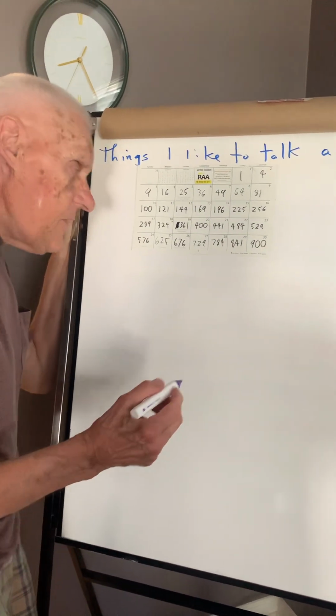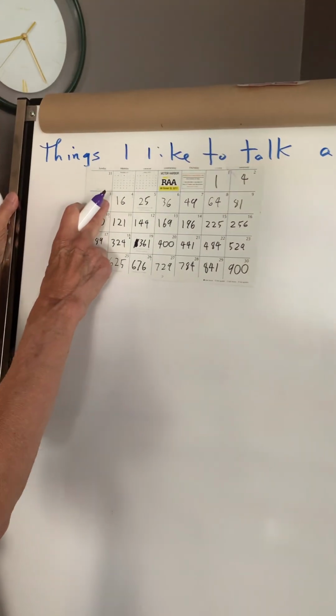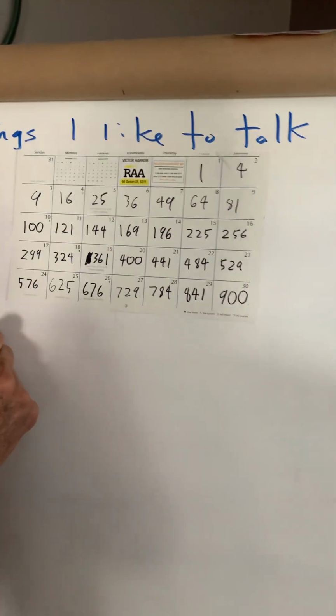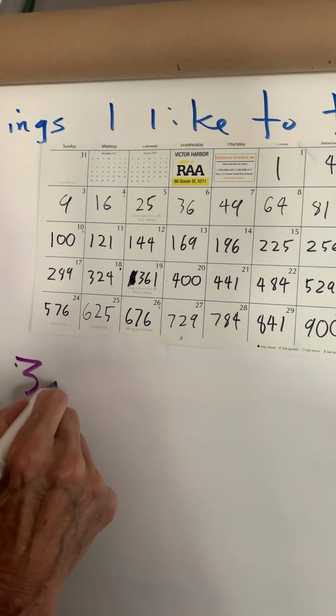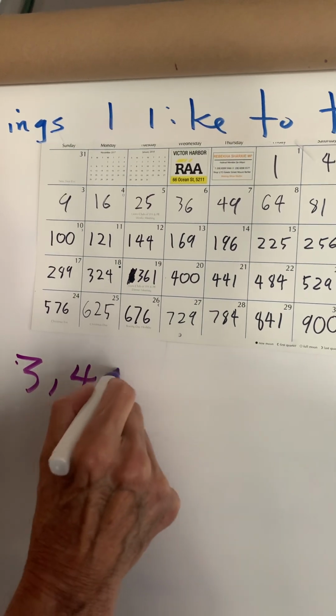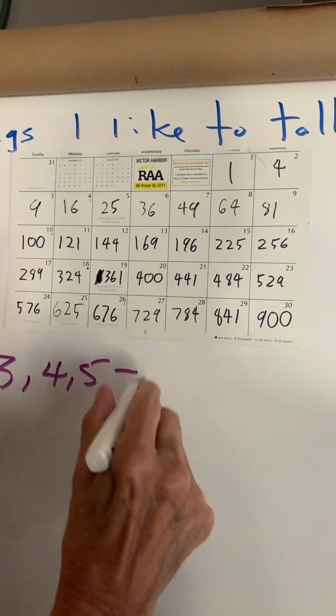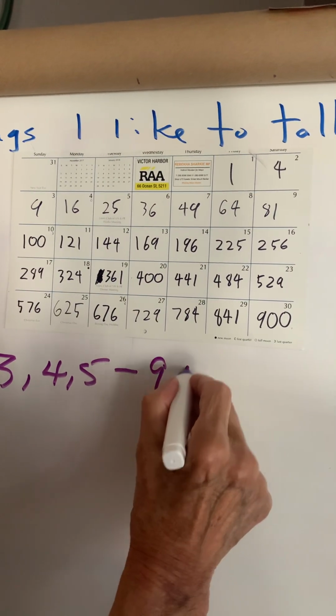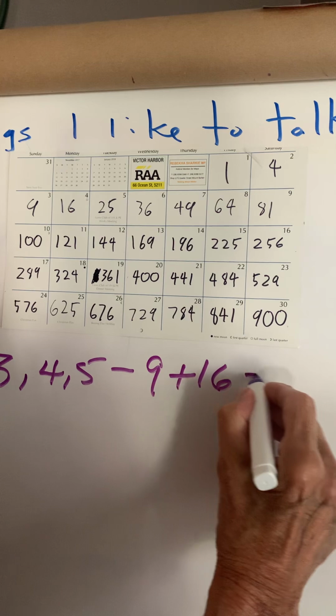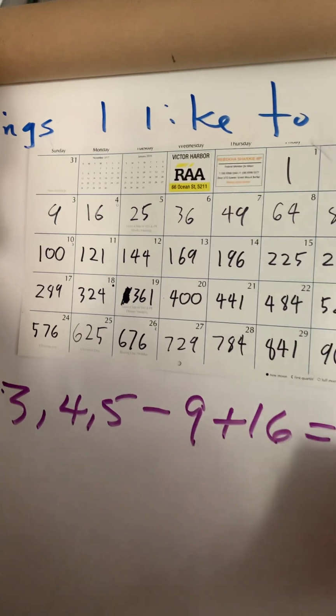Let's talk about special numbers over here. 3, 4, and 5. When I square them, I get 9, 16, and 25. And those two add up to 25.